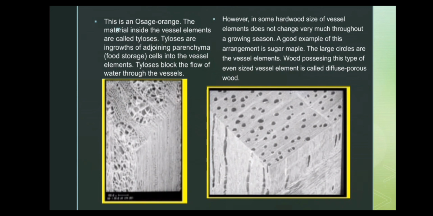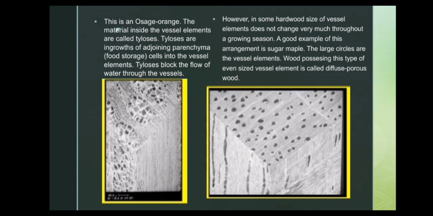However, in some hardwoods, the size of vessel elements does not change very much throughout a growing season. A good example of this arrangement is sugar maple. The large circles are the vessel elements. Wood possessing this type of even size vessel elements is called diffuse porous wood.